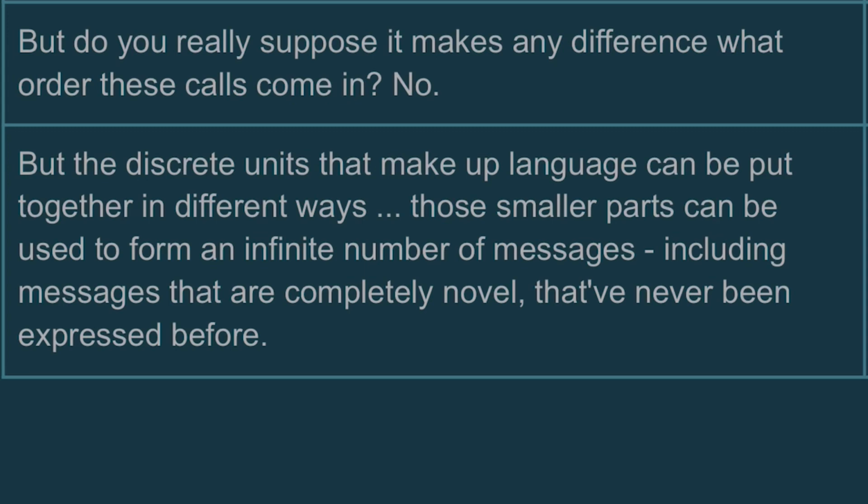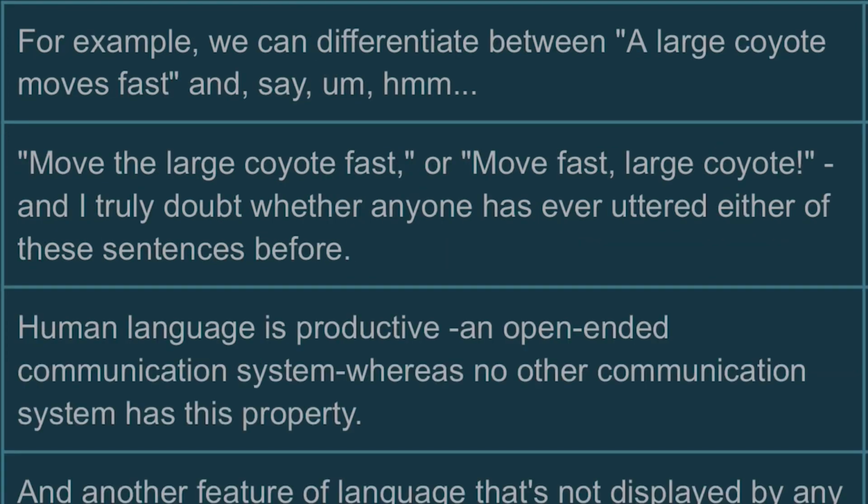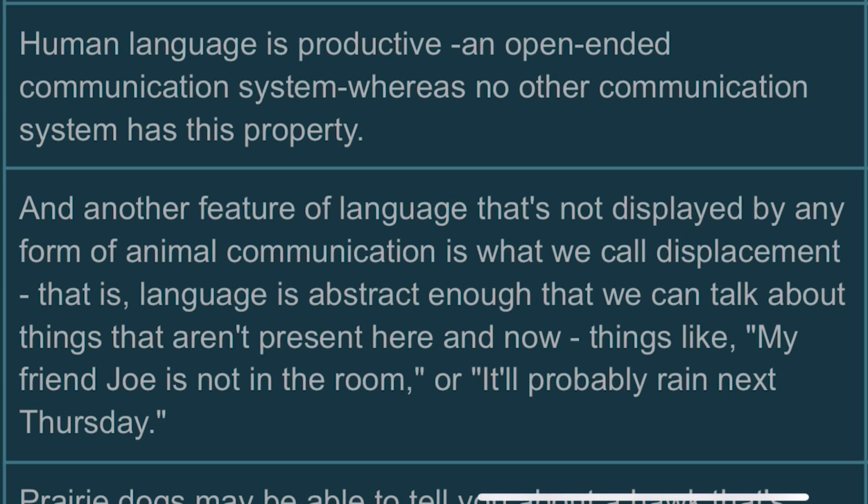Those smaller parts can be used to form an infinite number of messages, including messages that are completely novel, that have never been expressed before. For example, we can differentiate between a large coyote moves fast, and say, move the large coyote fast, or move fast, large coyote. And I truly doubt whether anyone has ever uttered either of these sentences before. Human language is productive, an open-ended communication system, whereas no other communication system has this property.